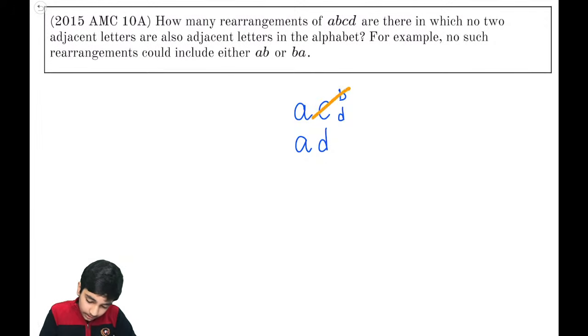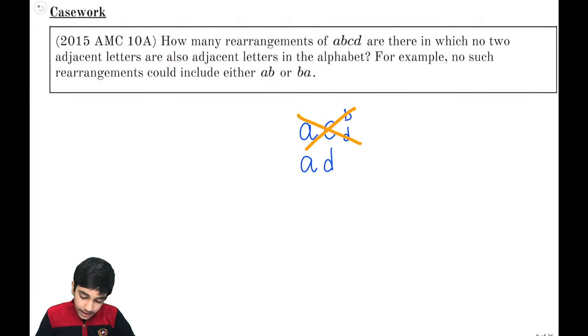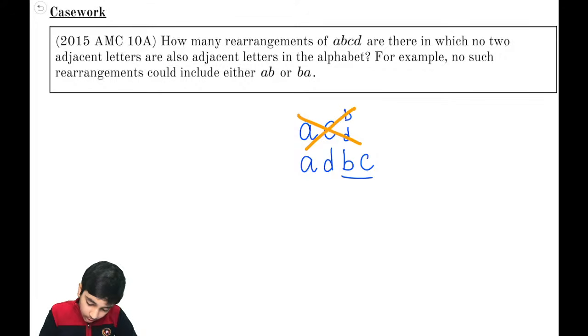to C alphabetically. And if it's A and D in the beginning, then the next letters can either be B or C, but then C is next to D alphabetically, so the next slot will have to be B. But then that means the last slot will have to be C, but B and C are next to each other alphabetically. So this case also won't work.